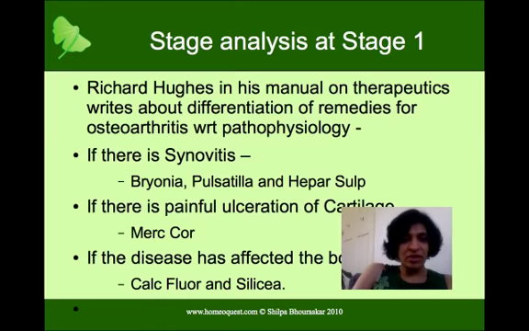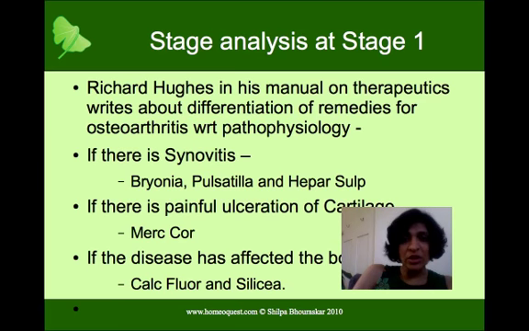So there is this author, Richard Hughes. He has written his manual on therapeutics, and I find it immensely helpful because he has differentiated remedies with respect to their pathophysiology. So this is an extract from his book where he said, in case of an arthritis, if you have just synovitis, then these are the remedies which could be useful, like Bryonia and Pulsatilla and Hepar sulph. If there is an ulceration and pain associated with that in the cartilage, you can use Mercurius corrosivus. And if the disease has affected the bones, then the remedies which work on the bones are Calcarea fluorica and Silicea.